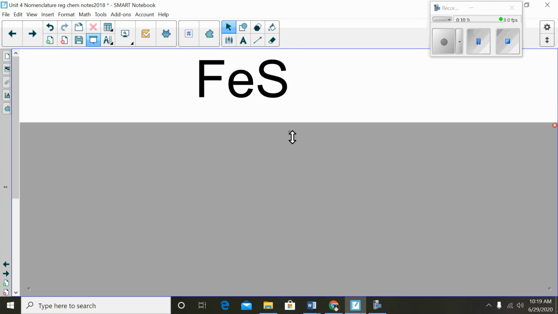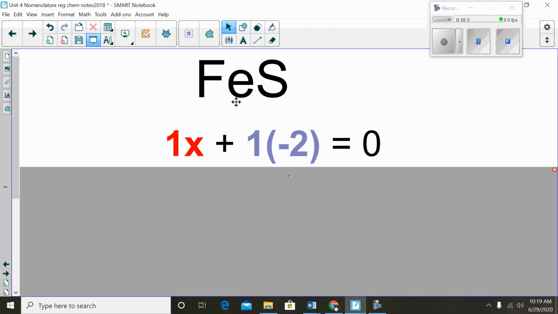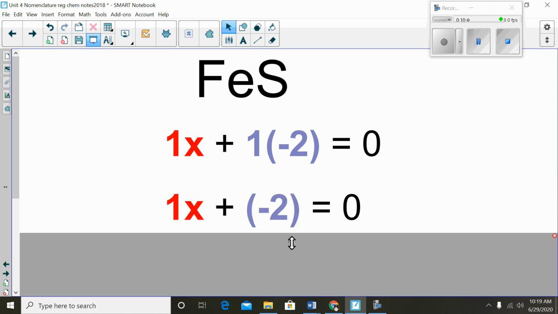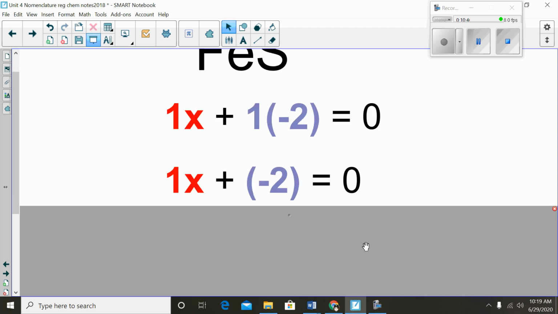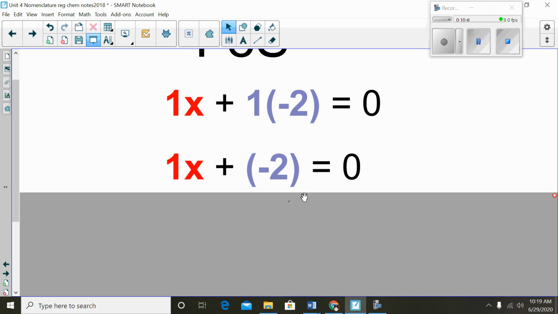All right, so let's set this up now. So X is my unknown, right? So it's Fe. I have one of them. I know there's no 1 written there. 1 is assumed. If there's no other number, then we're assuming it's 1. And then sulfur, again, there's no number written, so I use 1. And then -2 is its charge, because the charge of the anion is always known. So I multiply my numbers, and I have 1x. 1 times 2 is 2, and it keeps the negative, and it equals 0, because we want this to be neutral. Next, I move my 2 to the other side.